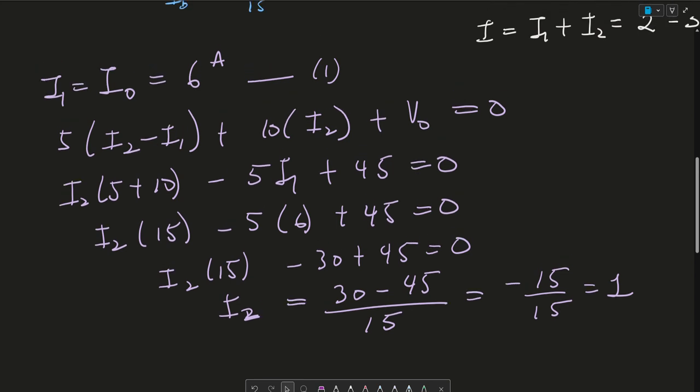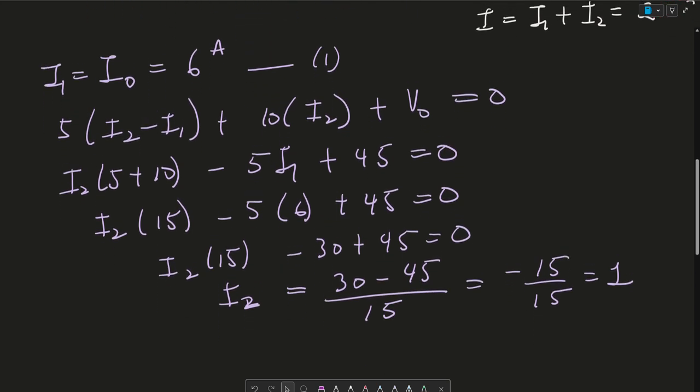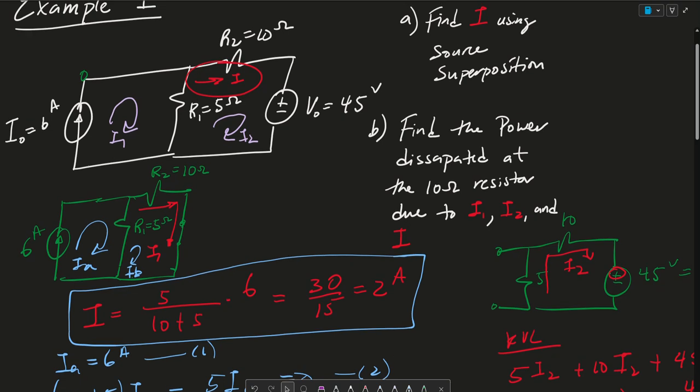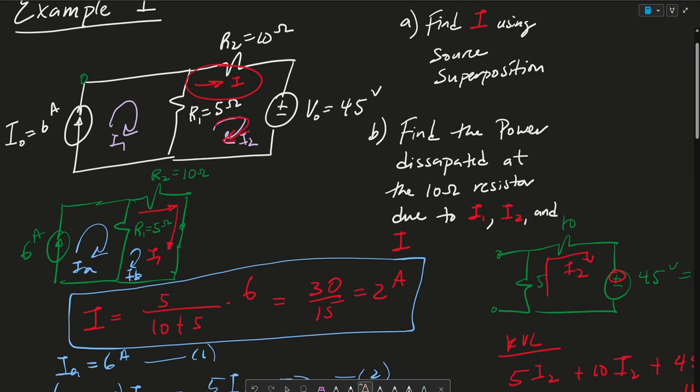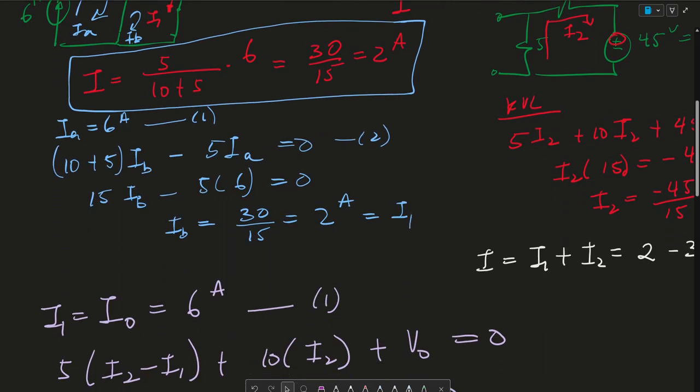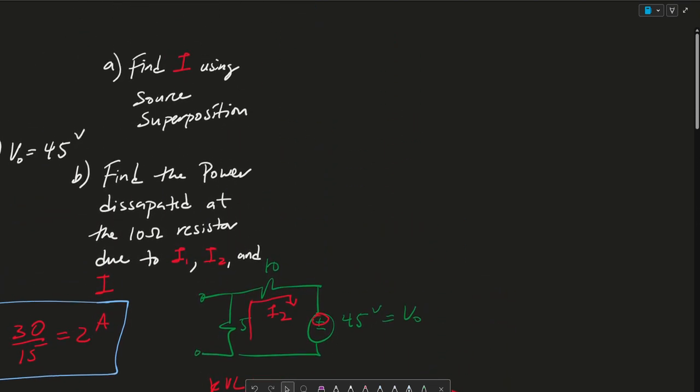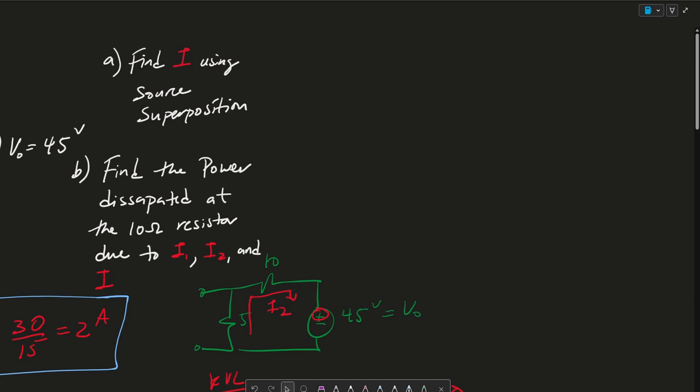So this is kind of the proof that superposition works, where again I2 is equal to I in this case, right? In this loop case, we said I2 is the same thing as I, and we get the same result. So this is kind of the proof behind source superposition. Next, they want us to find the power dissipated at the 10 ohm resistor due to I1, I2, and I. So this is simple, right?